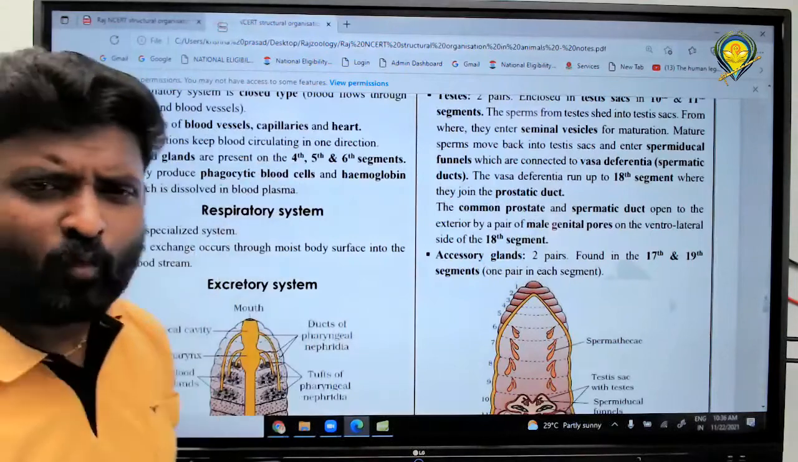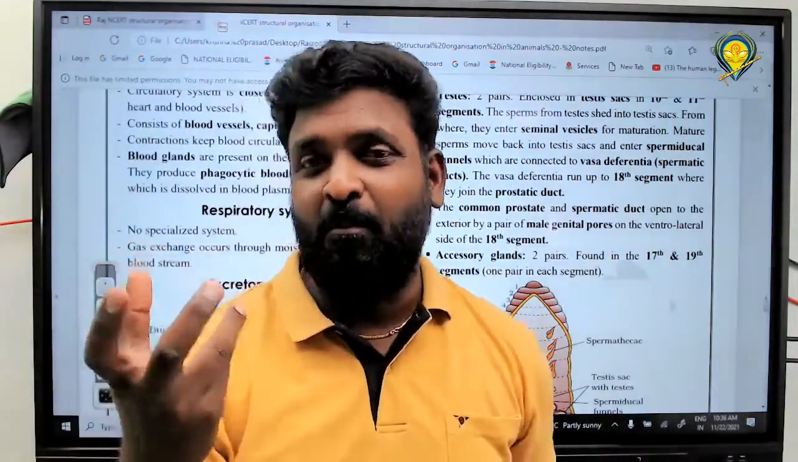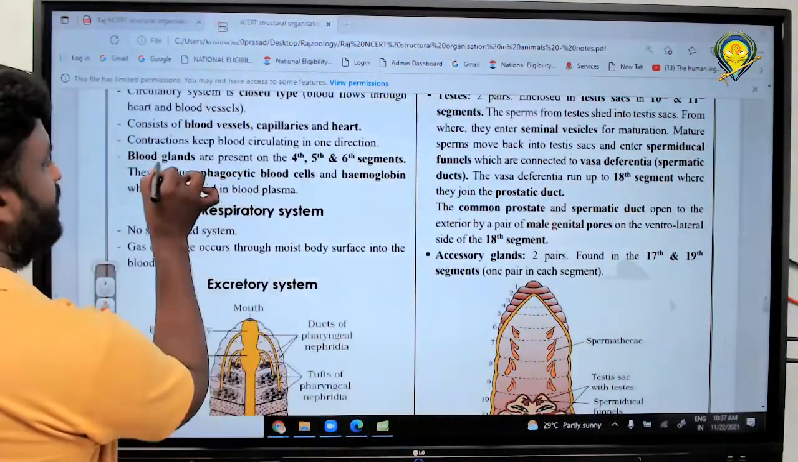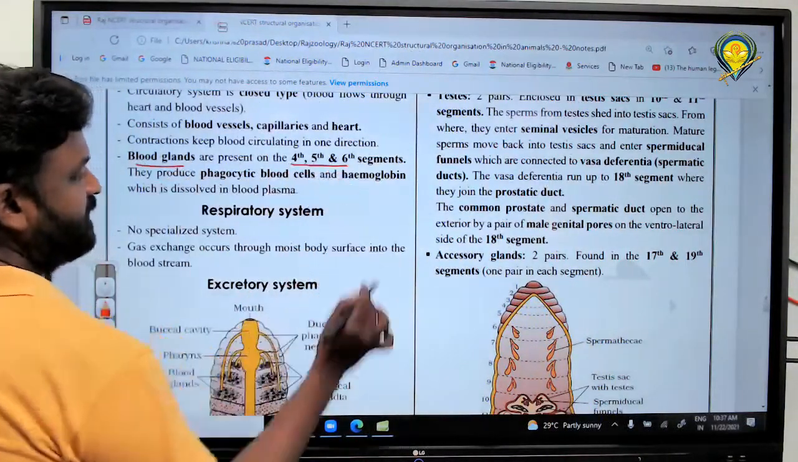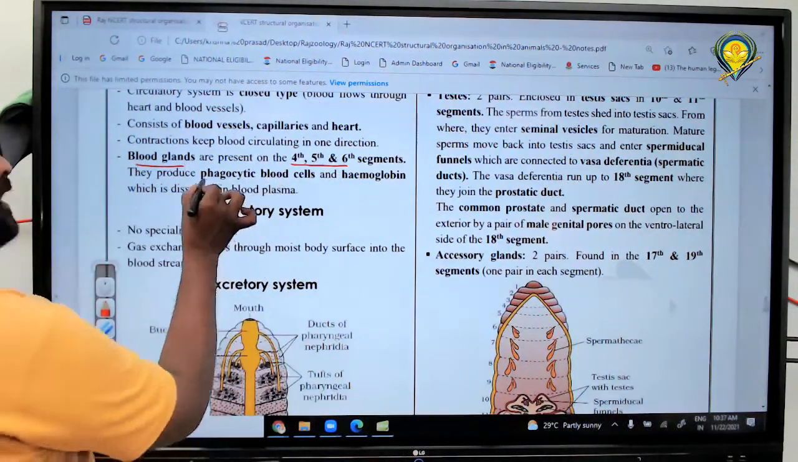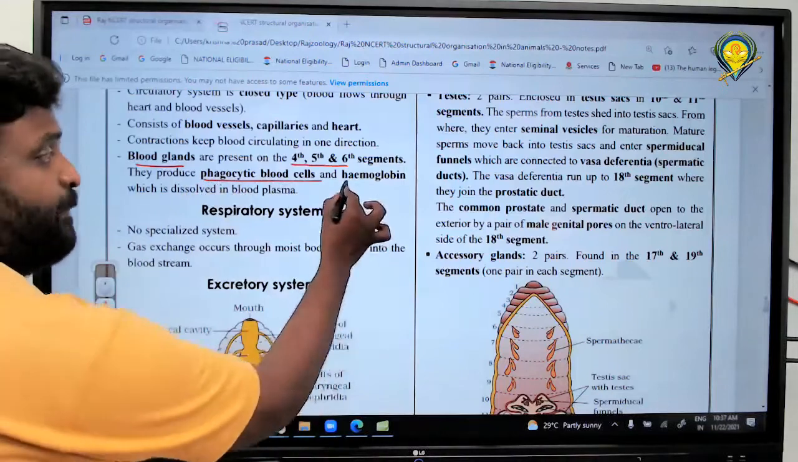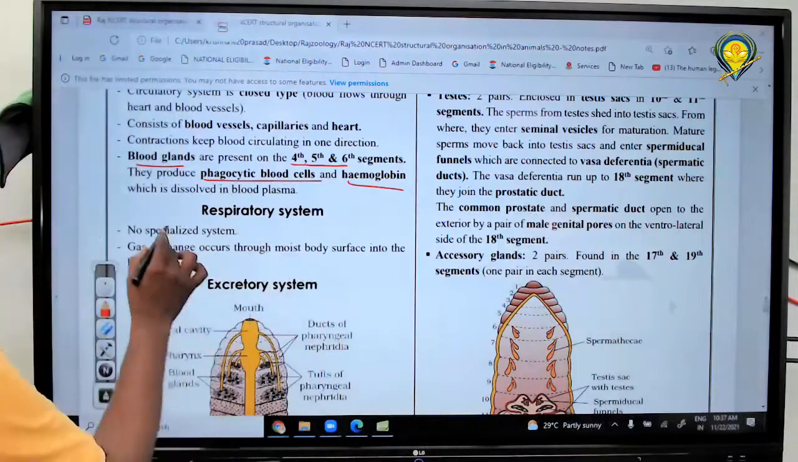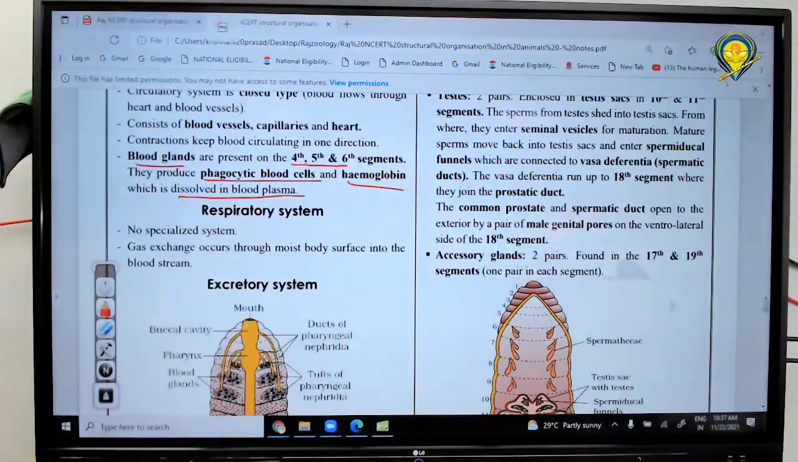blood glands. What is the meaning of blood glands? Which produce blood cells. Got it? Right? Could you please tell me the location of blood glands? 4th, 5th, 6th segments consist of the glands called what? Blood glands, which help in production of blood, right? And they produce phagocytic blood cells also. And hemoglobin. What is the color of hemoglobin? That's why I asked you earlier the color of blood, right? And which is dissolved in the blood plasma. That's it, right? And this is the circulatory system, right?